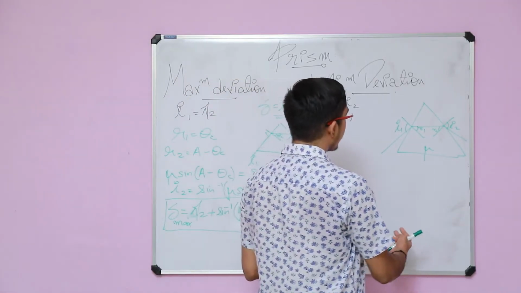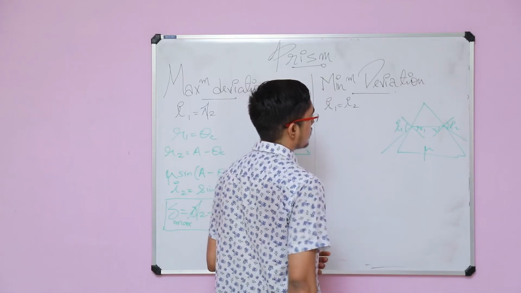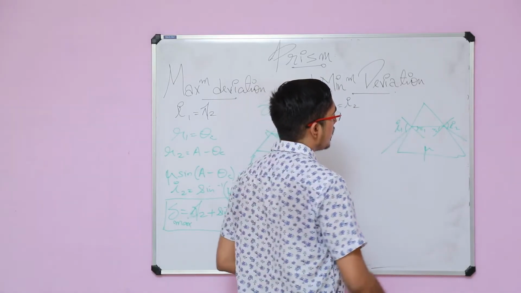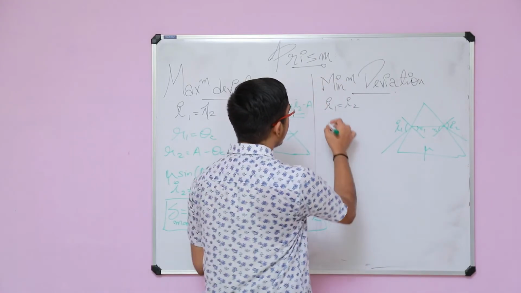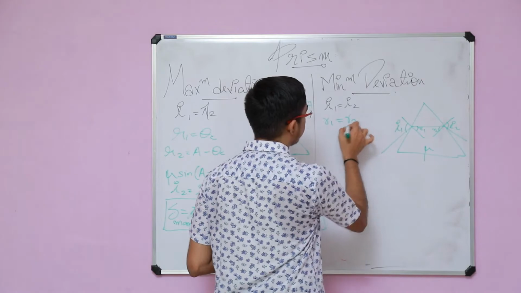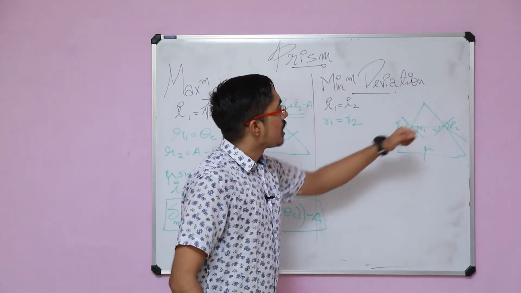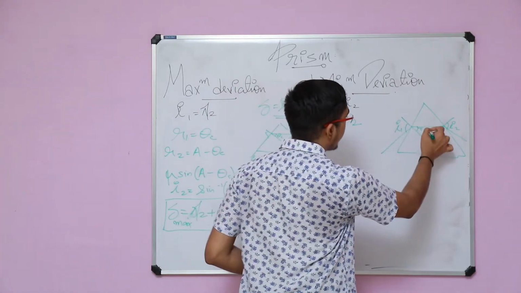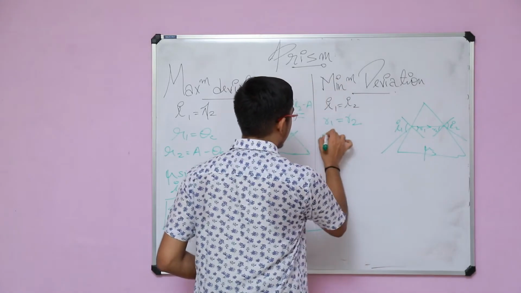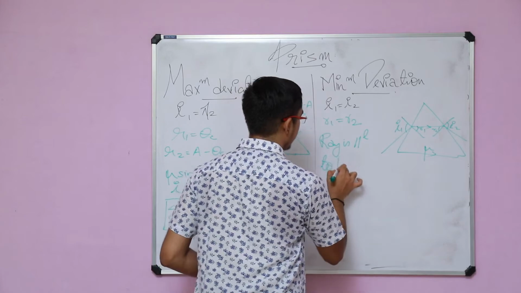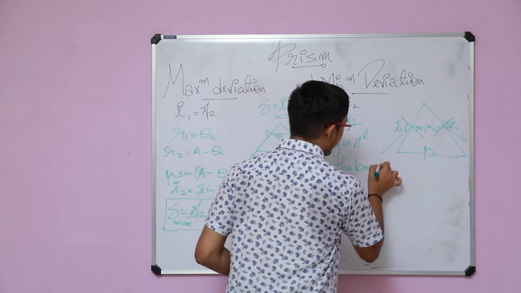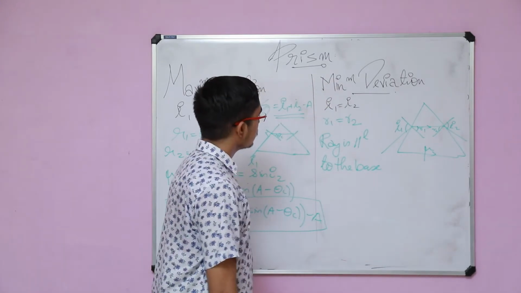Now from Snell's law, I know that sine I1 is equal to mu sine R1, and sine I2 is equal to mu sine R2. So from there I can simply get R1 is equal to R2 itself. So if R1 is equal to R2, I will say that my ray is parallel to the base. Base of what? Base of the prism, right?